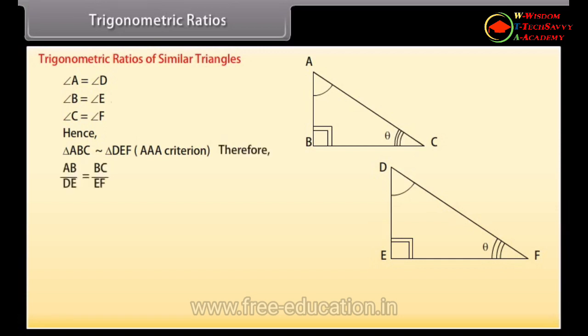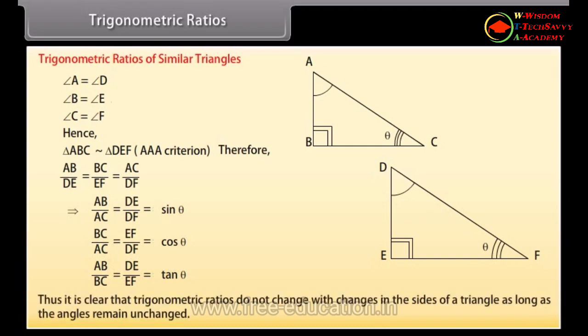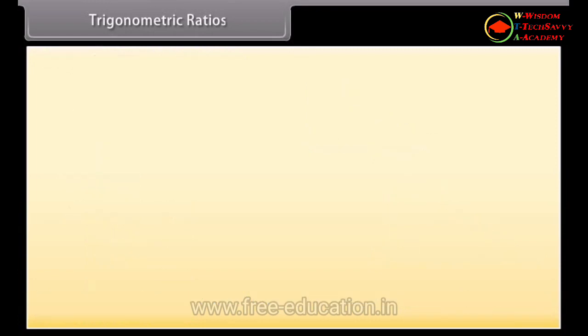Therefore, the corresponding sides of the two triangles are proportional. Thus, it is clear that trigonometric ratios do not change with changes in the sides of a triangle as long as the angles remain unchanged.